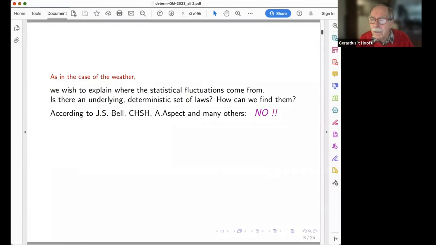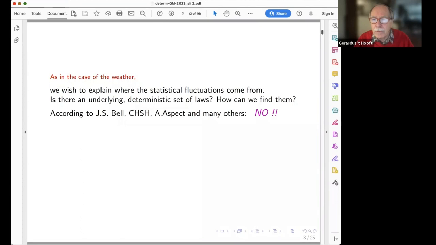So when you predict the weather, you can say with certain probabilities what the weather will be tomorrow and the day after, even what the weather will be weeks or months from now. You can write down a probability distribution, but you cannot say exactly what the weather will be. However, in the case of the weather, at least we know which laws are responsible.